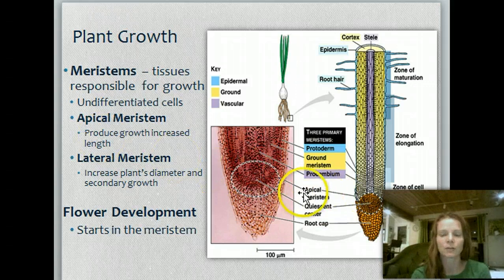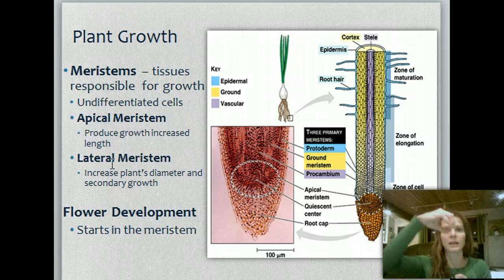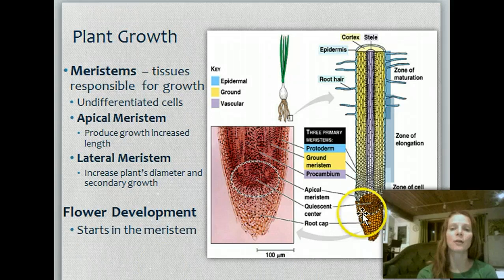And right here it shows you where the apical meristem is, kind of right in this area. All right, then you have the lateral meristem, which increases the plant's diameter, okay? So that's secondary growth. So primary growth is length, and then the lateral meristem is the secondary growth that makes it a little bit wider and increases the diameter. And the flower development ultimately starts in the meristem. Okay, you have those undifferentiated cells that soon differentiate into things that basically allow the flower to develop. So it's very important to know that plant growth all starts with the meristems.